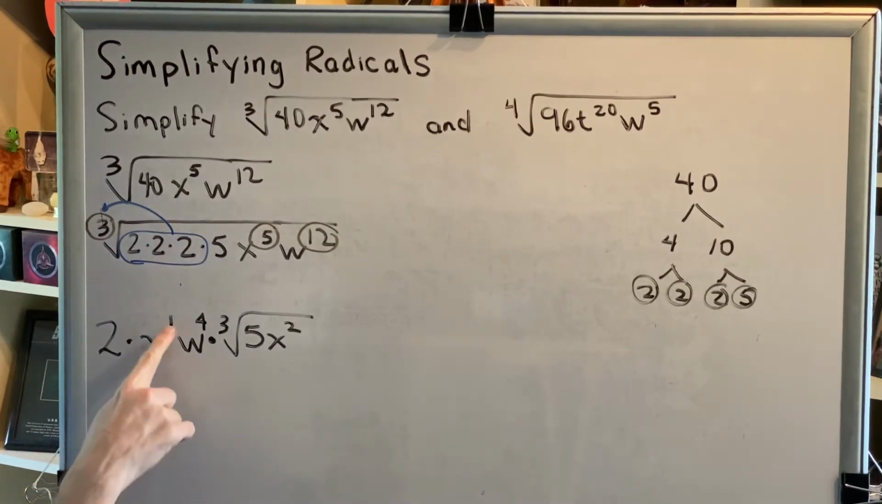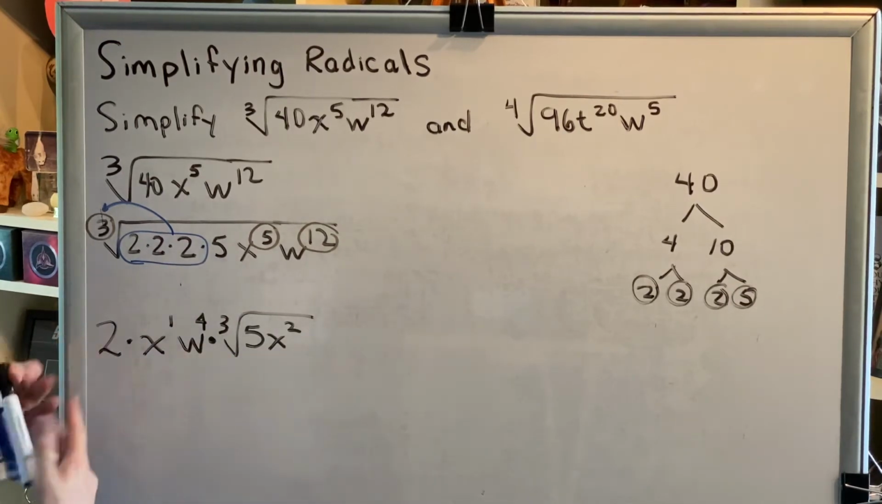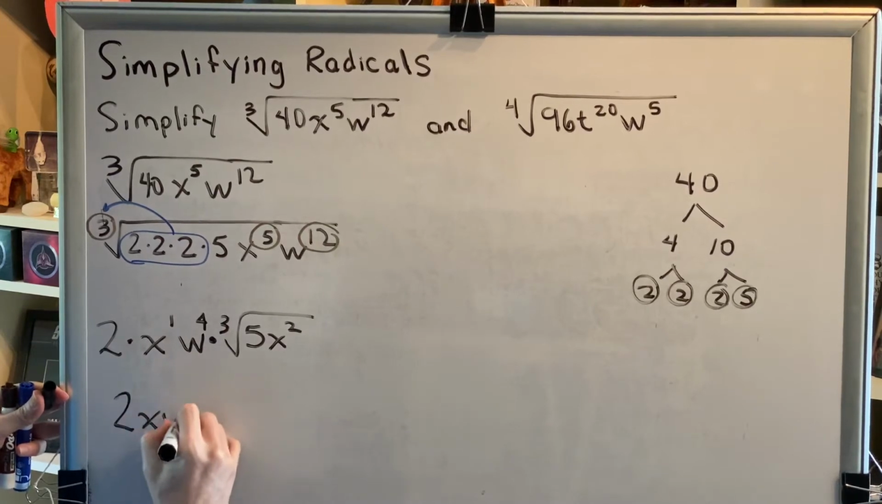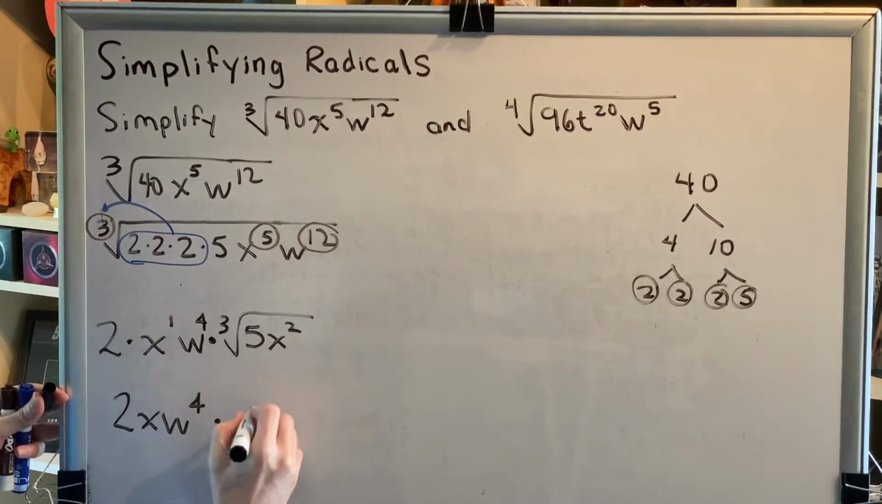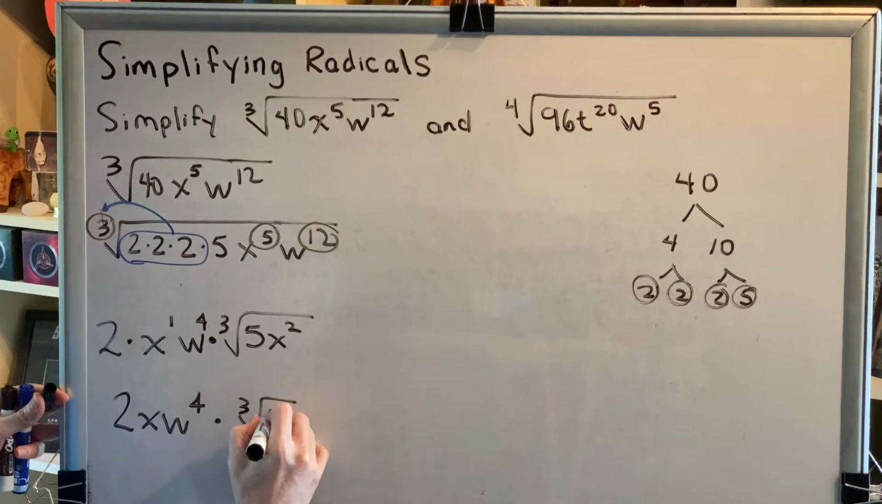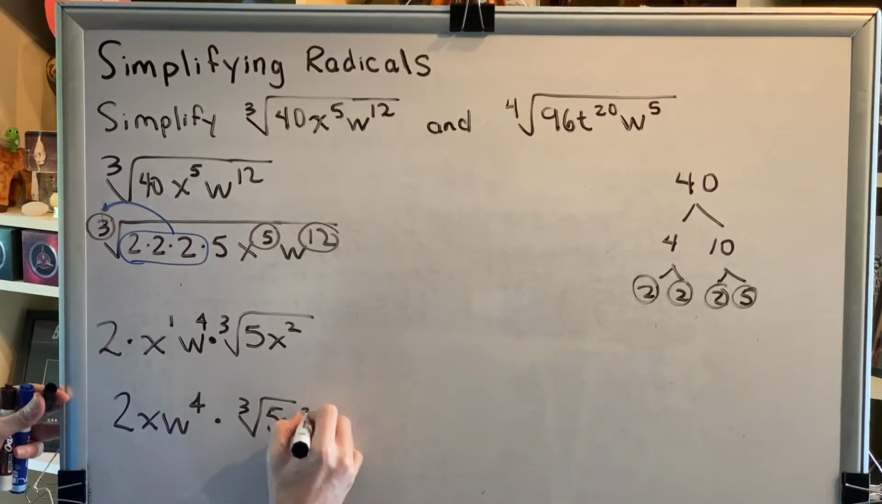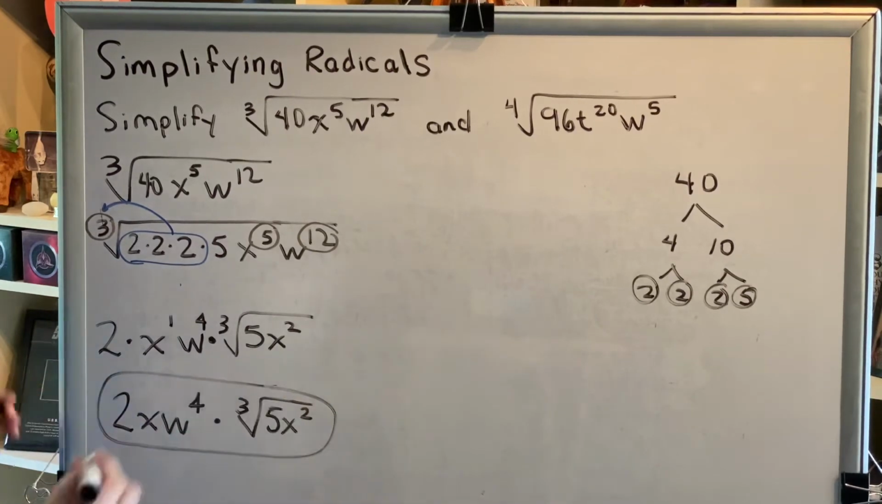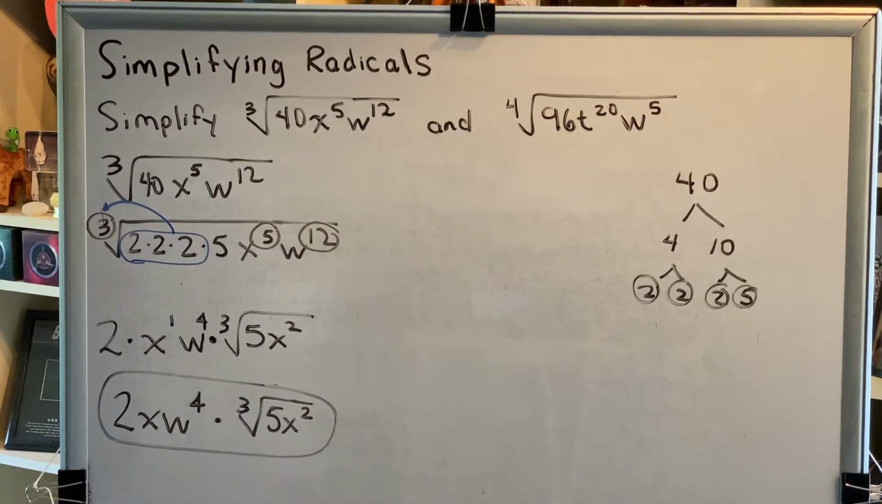The last thing I would do here is to remove this 1, since anything to the first power is itself, and then put all of these things together. So I'll get 2x w to the 4th times the cube root of 5x squared. And there we go. We have our answer for that problem. Okay, let's move on to the next one.